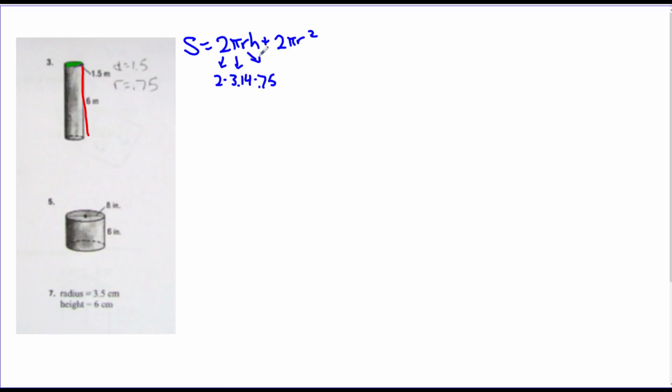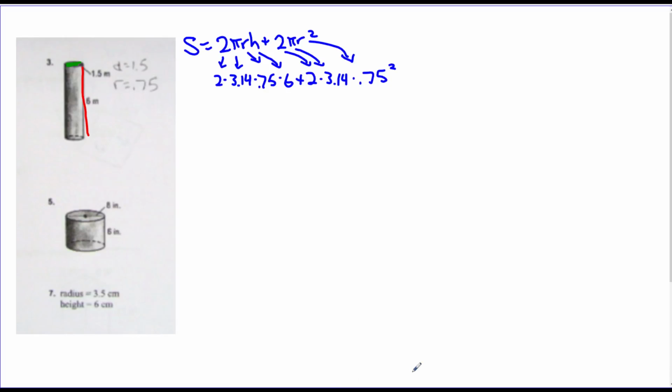So 0.75. Our height is 6 plus, and then the second half is 2 times pi, which is 3.14 still. And then r squared is 0.75 to the second power. Okay, and then you can put this in your calculator.